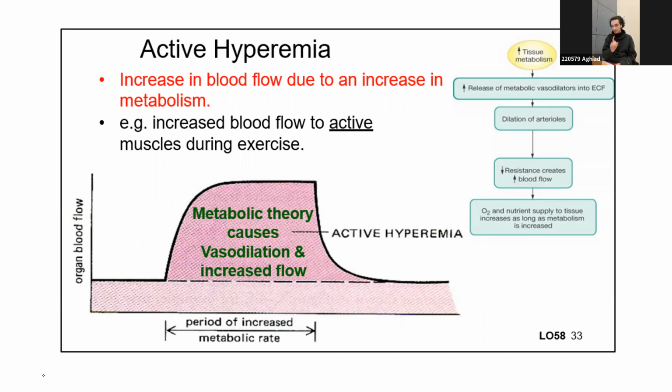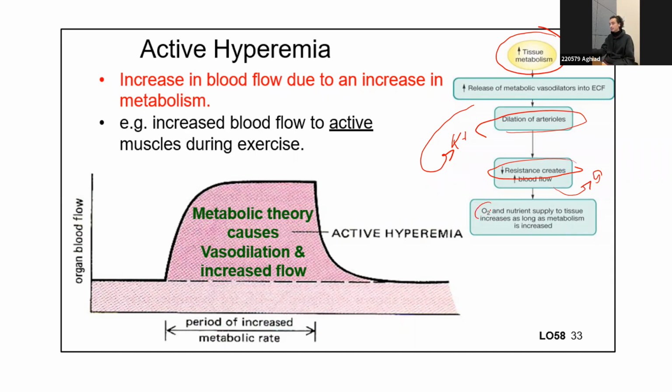All right, not just metabolites. So metabolites increase due to metabolism, and so that signals for more blood to come. An example of that would be muscle during exercise. So increased blood flow to active muscle during exercise, that's called active hyperemia. So as you can see here, tissue metabolism increases. That releases the metabolites and vasodilators, for example, potassium. That causes dilation of arterioles and decreases the resistance in the arteries, and blood flow increases.